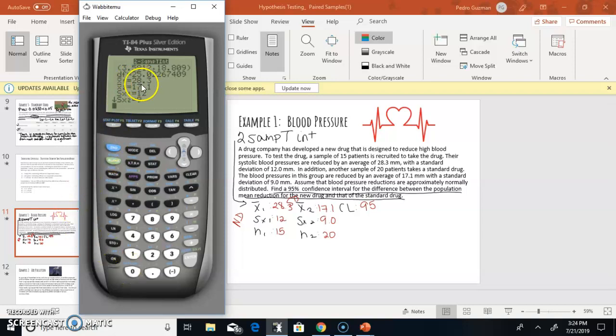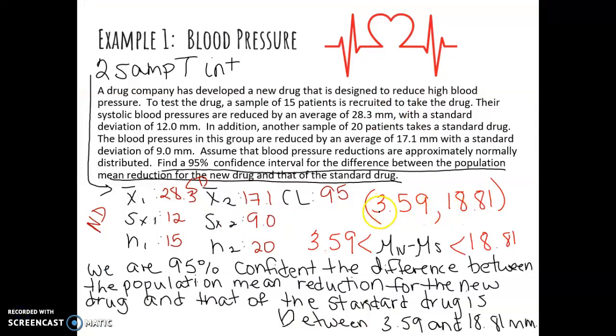And we get 3.5912 to 18.809. So one way you can write it is in interval notation, 3.59, 18.81. Another way to do it is you can say 3.59 is less than the mean of the new drug minus the mean of the standard drug, which is less than 18.81. We used to just have the 2 on either side and mu in the middle, but now you have to have the difference in the middle.